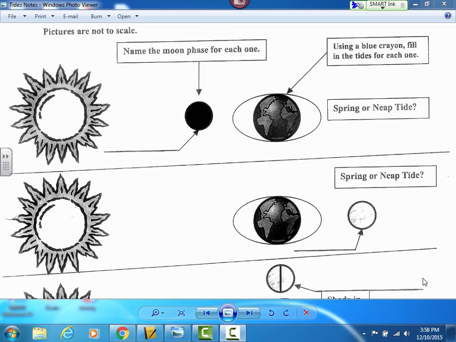You will need 3 colored pencils, an orange, a blue, and a yellow, and this notes page, which is found on the front of your eclipses notes. Let's talk about the first kind of tide.